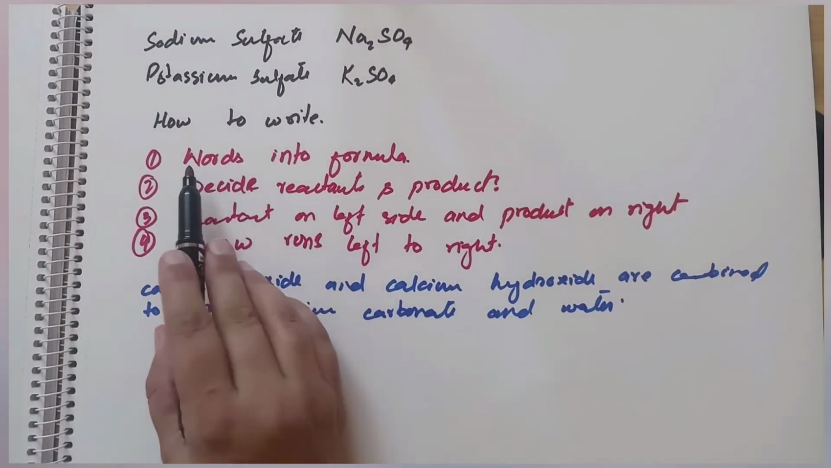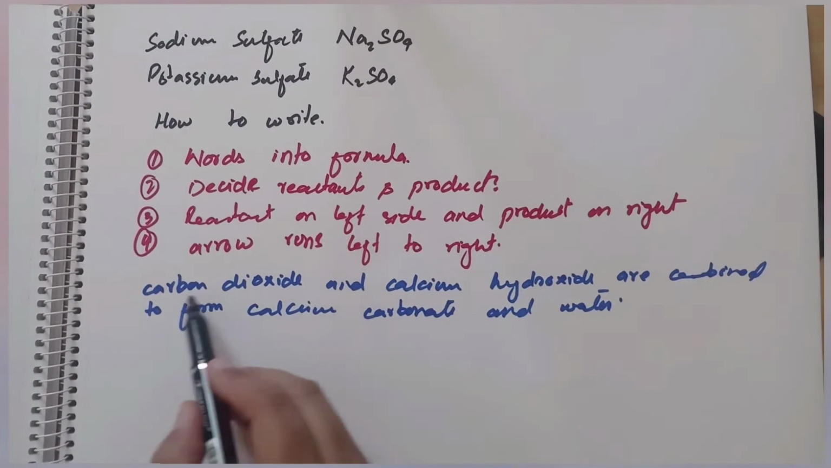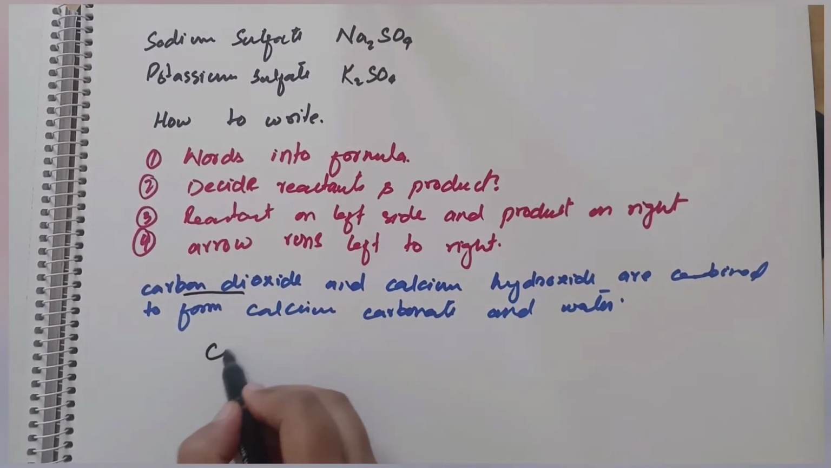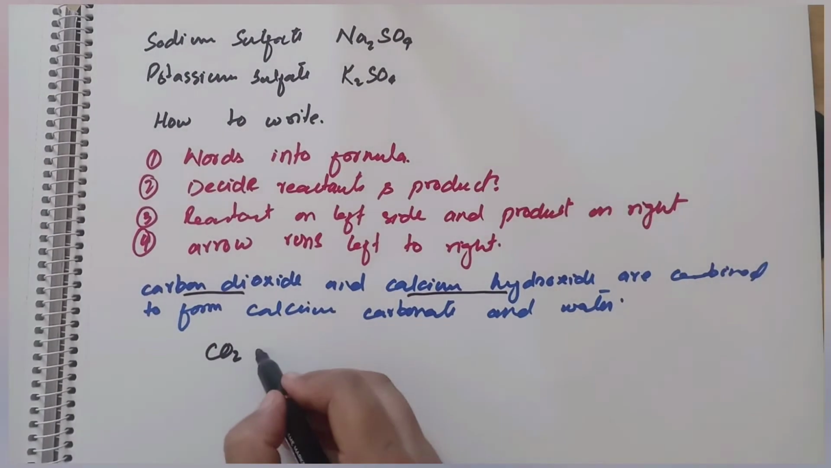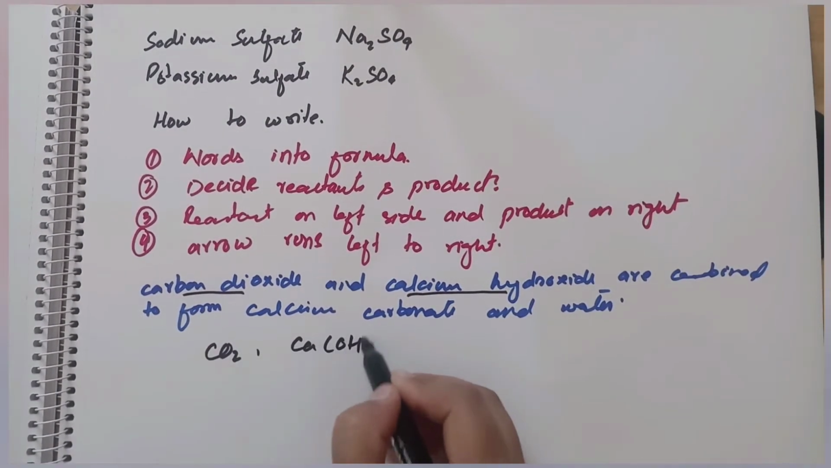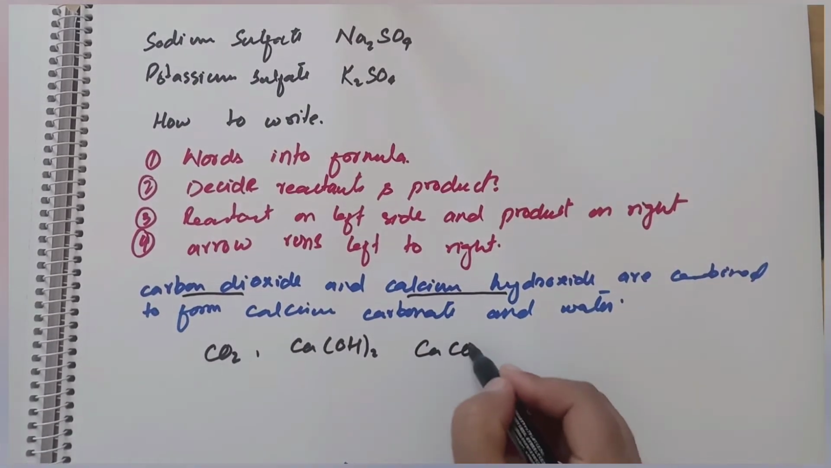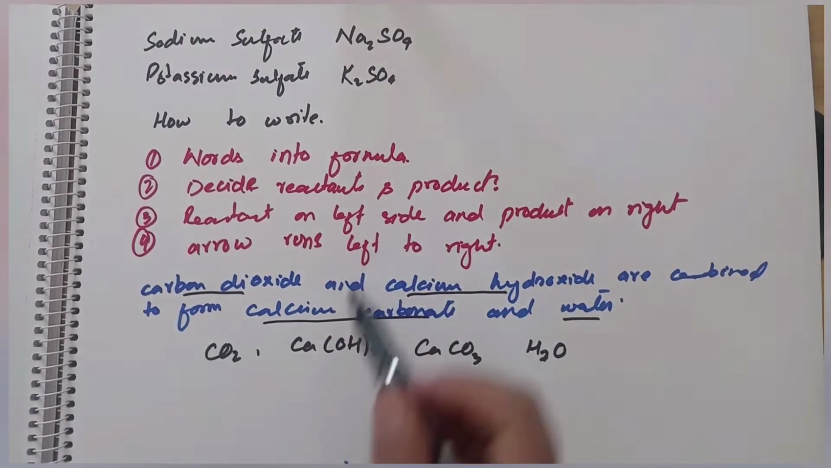Step number one is words into formulas. Whatever words we have, we convert these words into their formulas. Carbon dioxide: the formula for carbon dioxide is CO2. Similarly, calcium hydroxide, that is Ca(OH)2. Similarly, for calcium carbonate, CaCO3, and water, H2O. So we convert the words into their formulas.